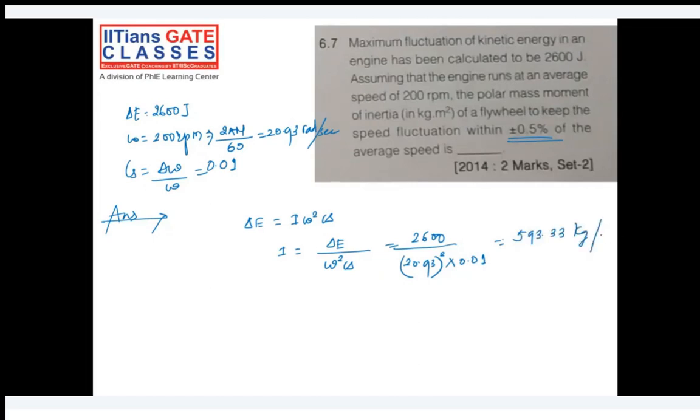Okay. See, because the square of this is around 400. Yes, 593 is the correct answer. Okay, I'll go to the next slide.